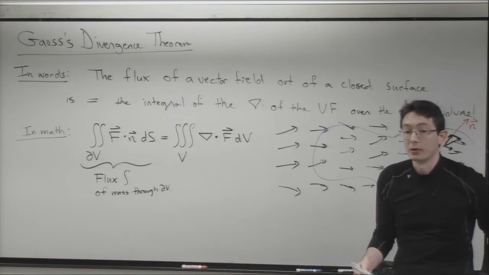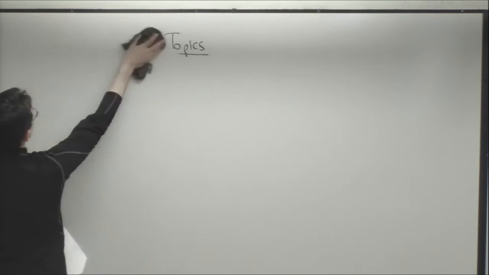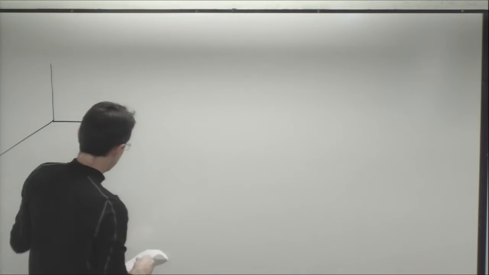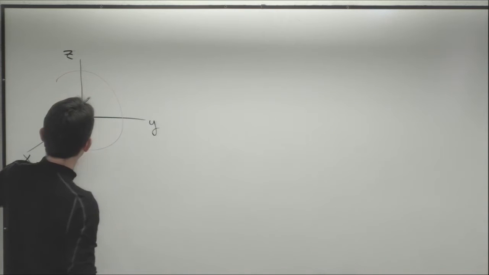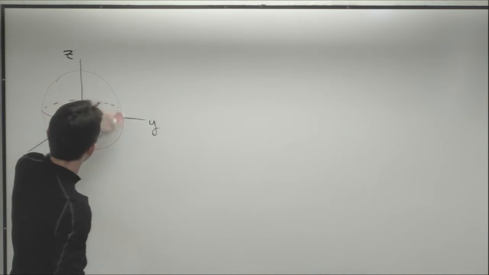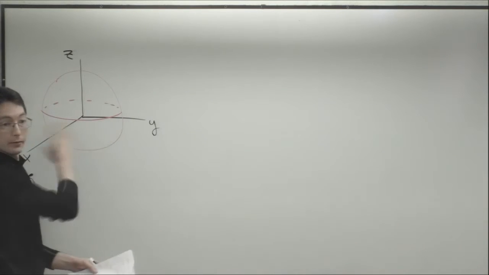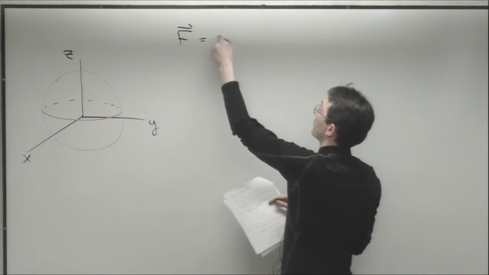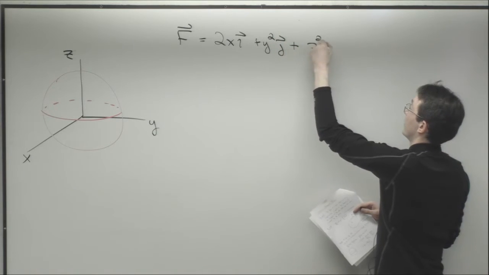Okay, so let's do a really simple example. This is an example that's almost exactly like the problem on your homework and on the qualifying exam. What we're going to do as our example is take a sphere in x, y, and z, and integrate the flux of a certain vector field out of this sphere. So we're going to let our vector field f equal 2x i plus y squared j plus z squared k.